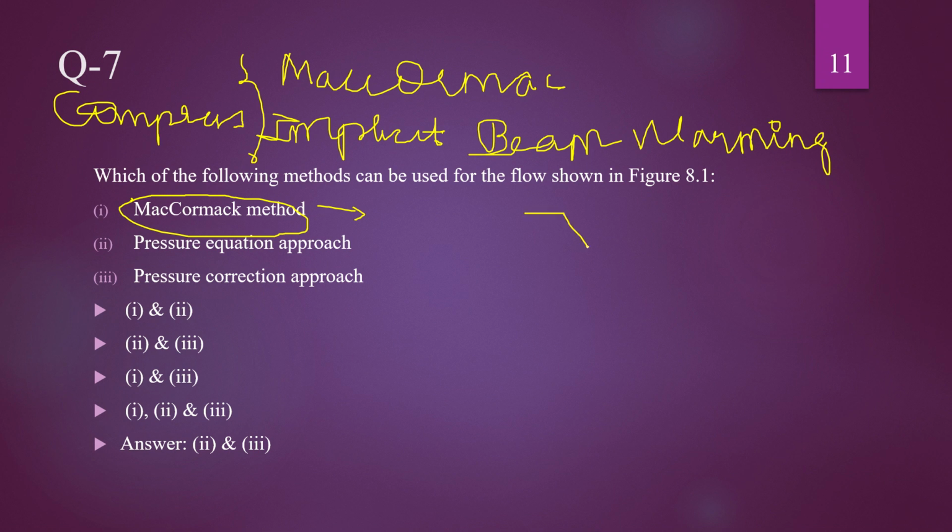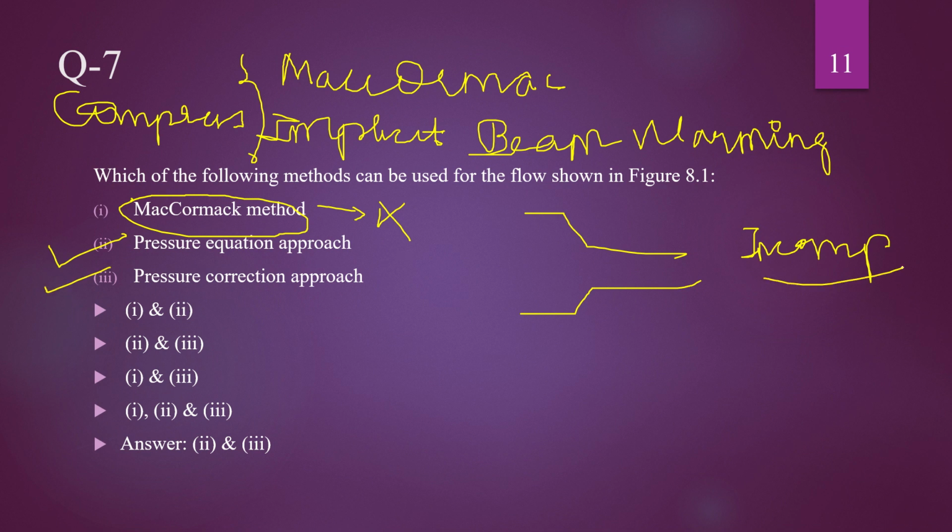So in figure 8.1 it is given that the flow is incompressible. So obviously the first one is not correct, whereas the pressure equation method and pressure correction method are completely used to solve incompressible fluid flow cases. So the second and third are right answers. So the answer to this problem is the second option, that is 2 and 3.